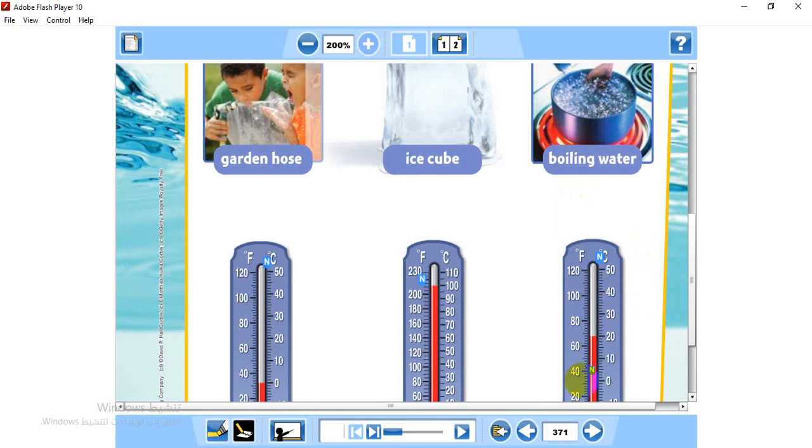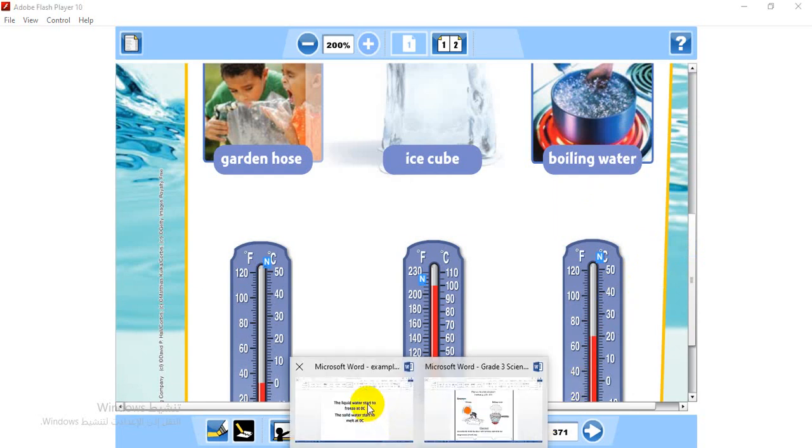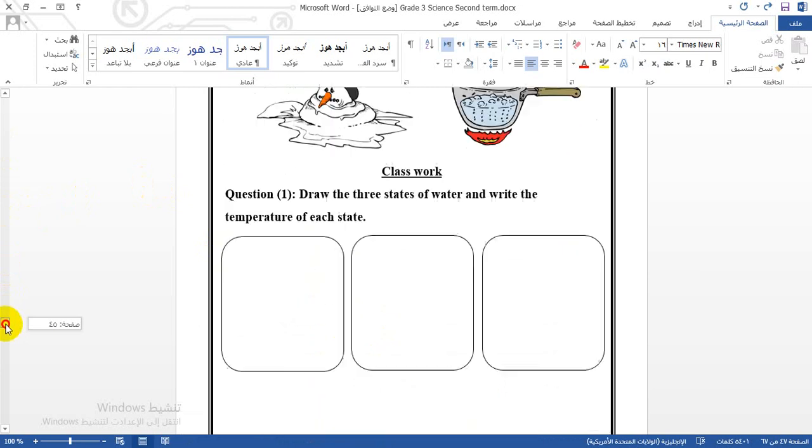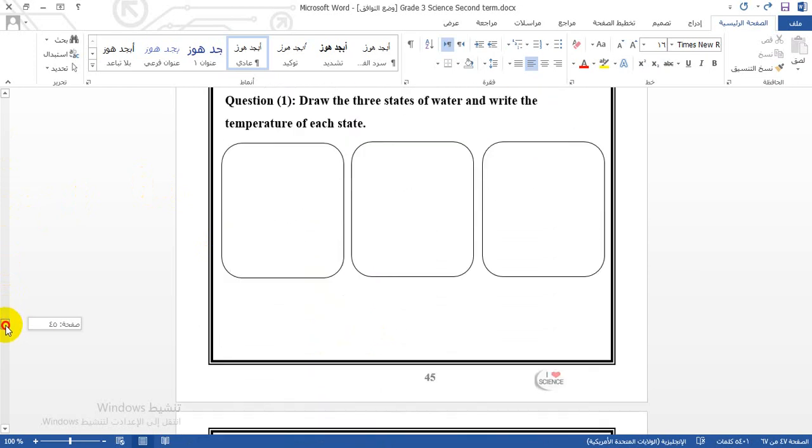Now let's go and solve the booklet page with you. Let me see. Okay, page 45. Page 45. Please open your book now. Okay, question number 1. Draw the 3 states of water and write the temperature of each state.